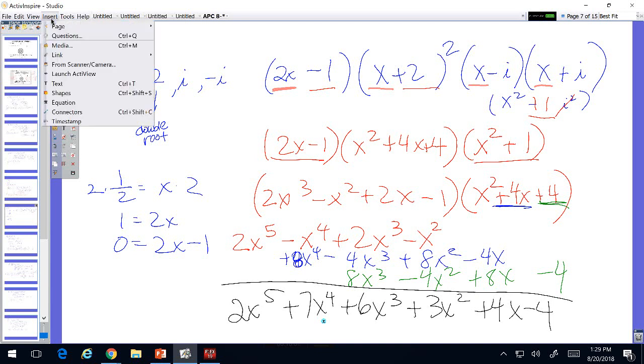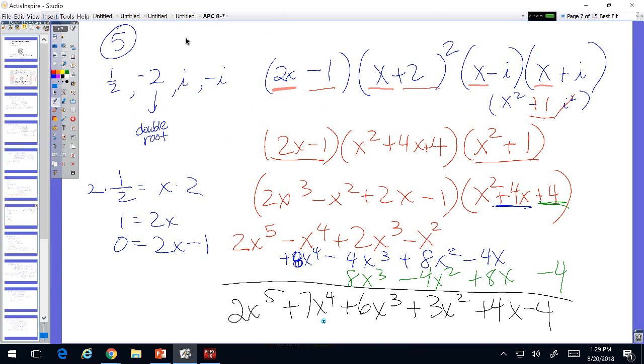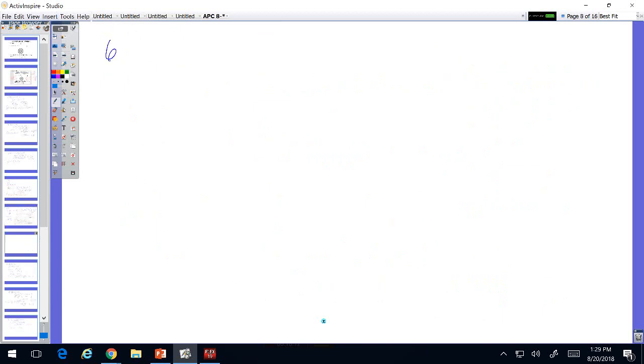All right, number 6, last one. All right, so number 6 tells us that we've got some real, some imaginary. Use a graphing calculator to determine the number of real and imaginary solutions if this were a function. All right, so we have x to the 4th minus 5x cubed plus 8x squared minus 10x plus 12.